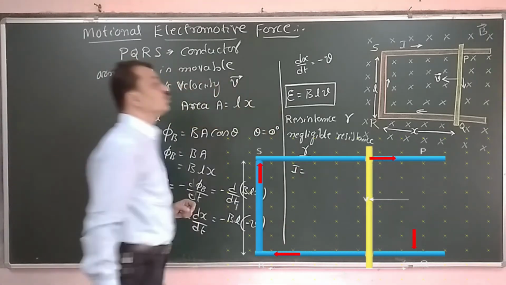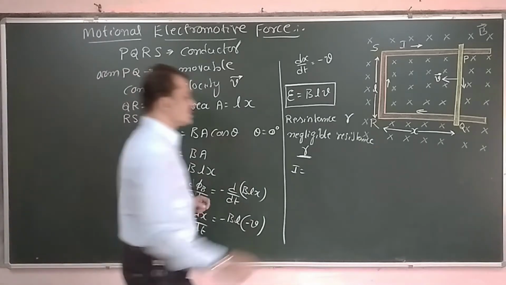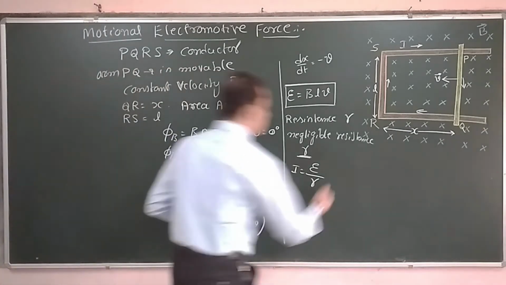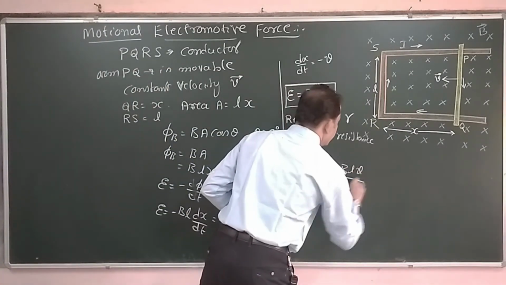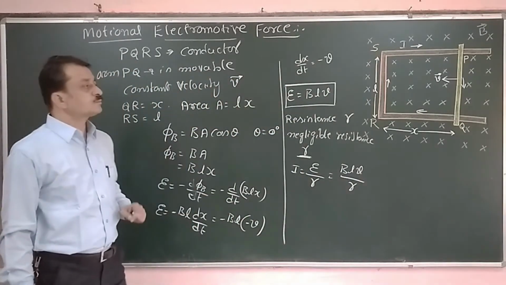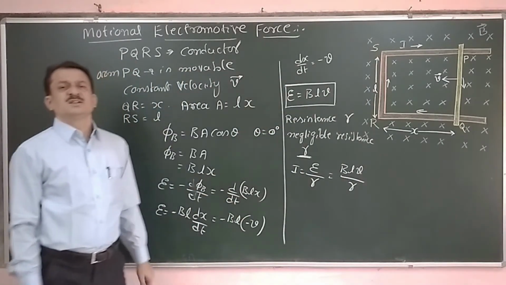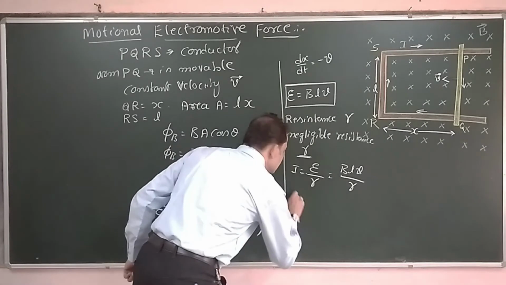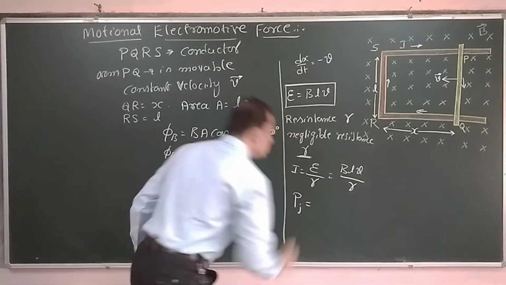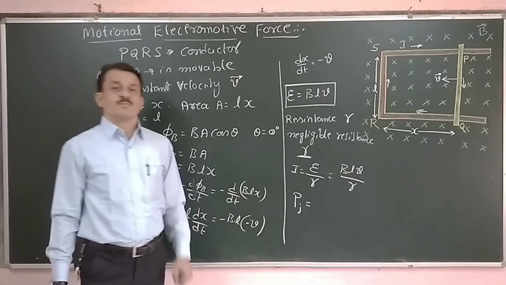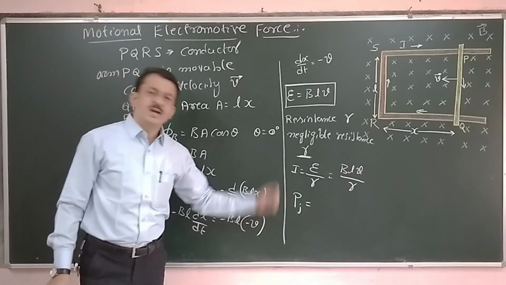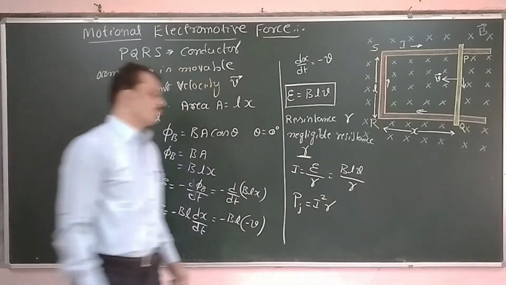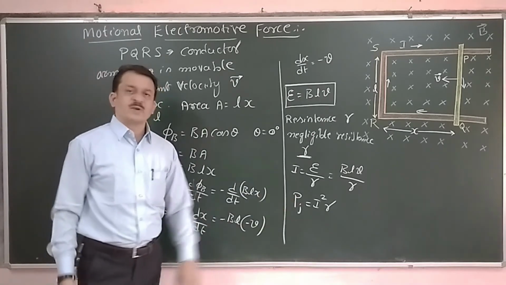Since R is the total resistance of that rectangular loop, obviously there is a current flowing through it. That current is given by E divided by R, a simple relation, equal to BLV divided by R. Now because of the current, there is a power dissipation. That power dissipation is due to the Joule heating effect, and it is given by I square R.